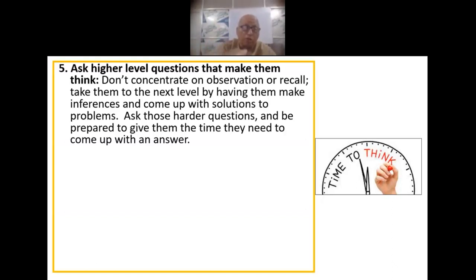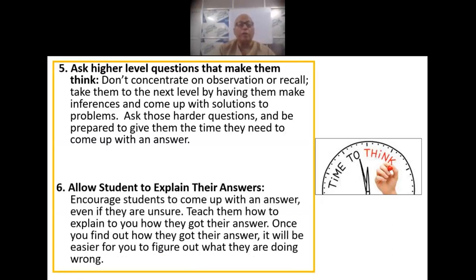Why? Because 60% of your questions will be from understanding and little above. And so if you're going to focus on understanding and application and all, then you have better chances for the students to succeed. The sixth point, teachers, is allow students to explain their answer.